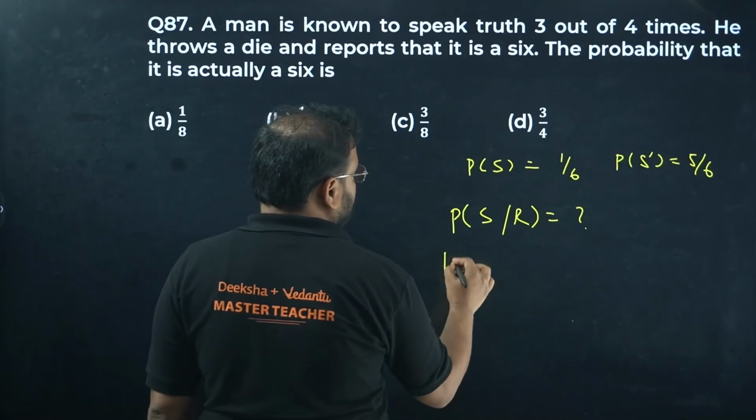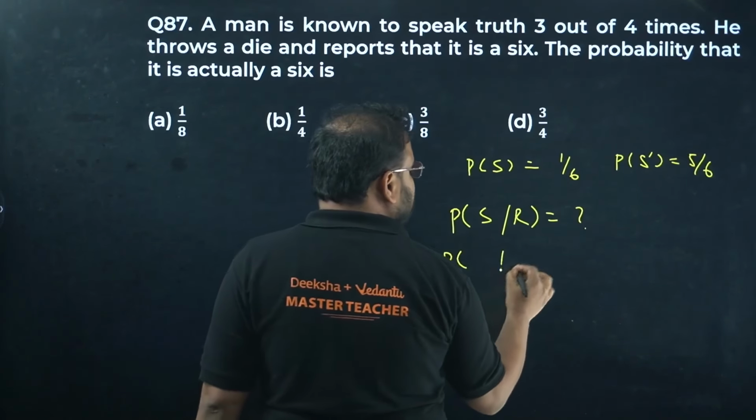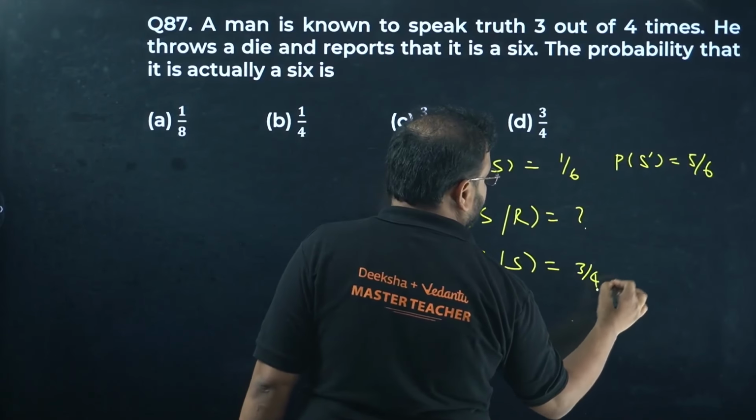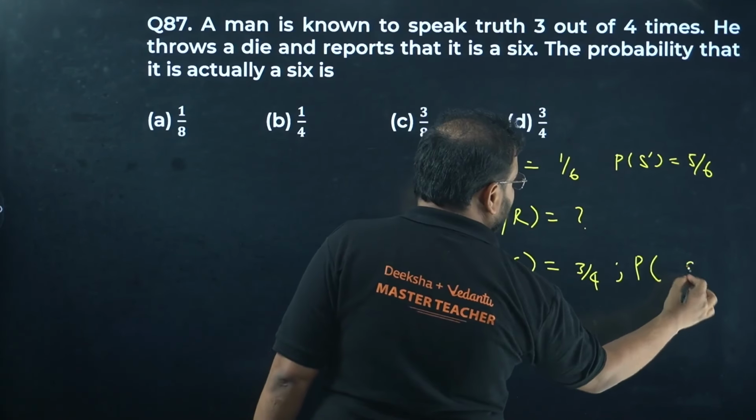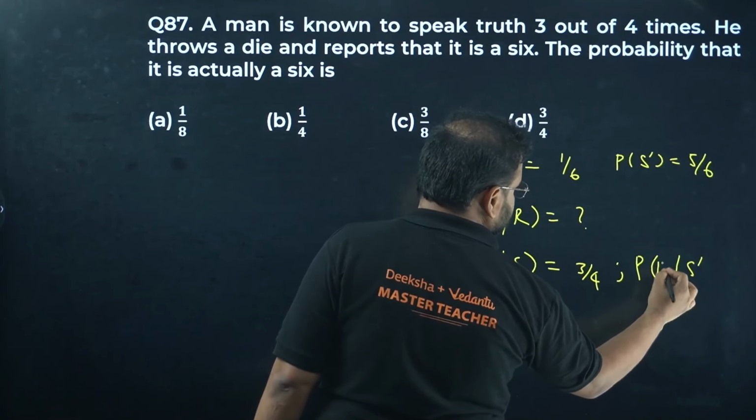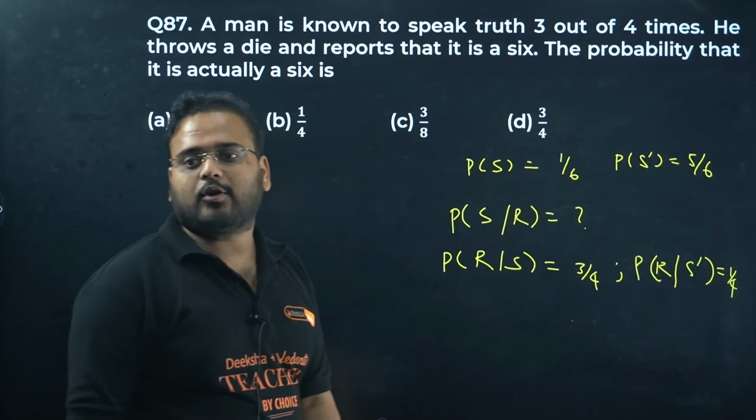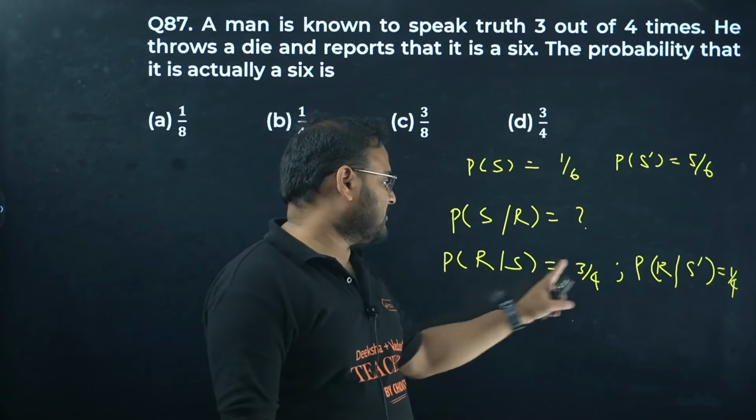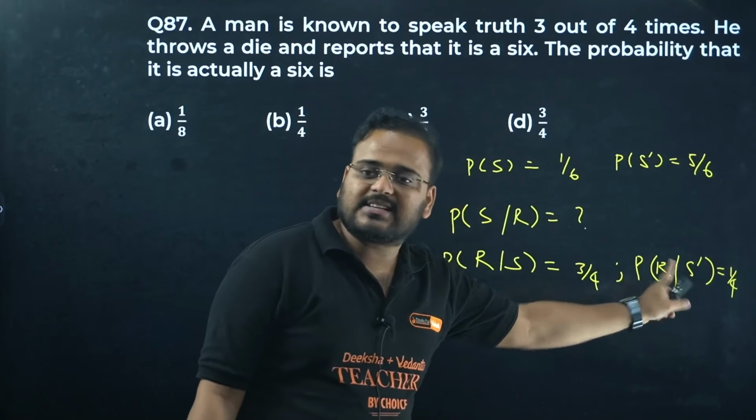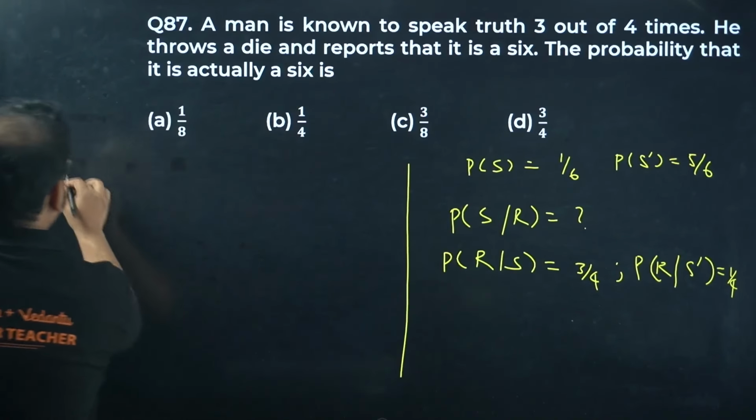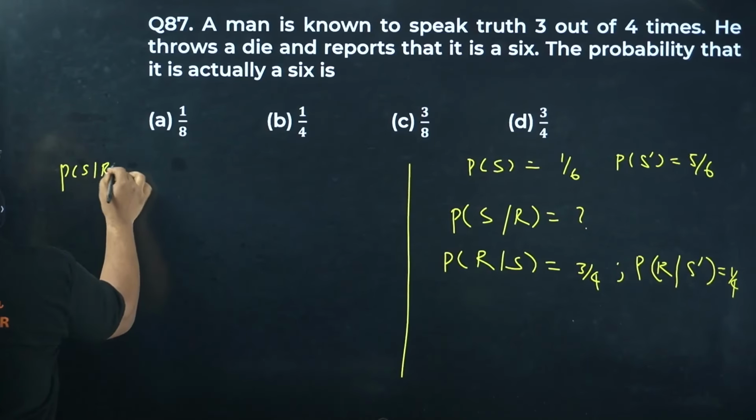Okay, now look at this. When he gets a 6 and reports a 6, that's a case of truth, 3 by 4. When he does not get a 6 but reports a 6, it will be 1 out of 4. Correct or not? Gets a 6, reports a 6, 3 by 4. Does not get a 6 and reports a 6 will be 1 by 4. Okay, I'm looking for P of S given R.